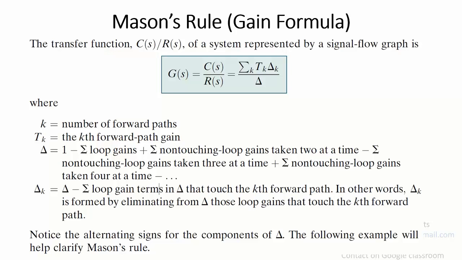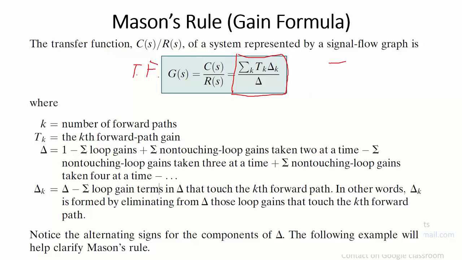So this formula in some books is also called as Mason's gain formula, and is given by this particular expression shown here. So you have the transfer function. So this is nothing but transfer function represented by G. So don't get confused with the block G. So this is overall transfer function of the system, and this is given by the expression or the formula sigma Tk delta k by delta.